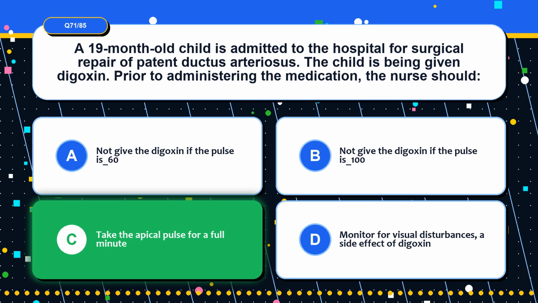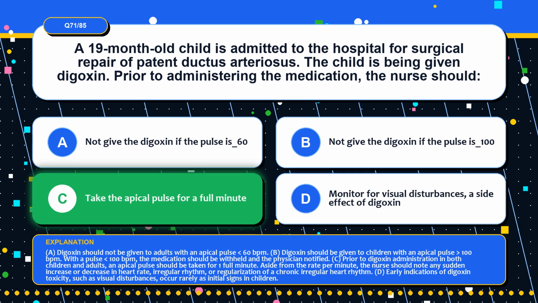The correct answer is option C. Take the apical pulse for a full minute. A. Digoxin should not be given to adults with an apical pulse below 60 bpm. B. Digoxin should be given to children with an apical pulse below 100 bpm. With a pulse below 100 bpm, the medication should be withheld and the physician notified.